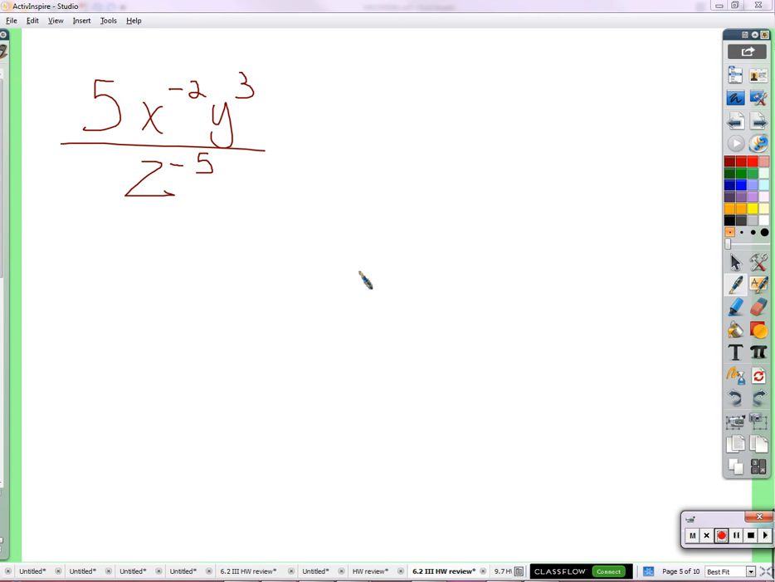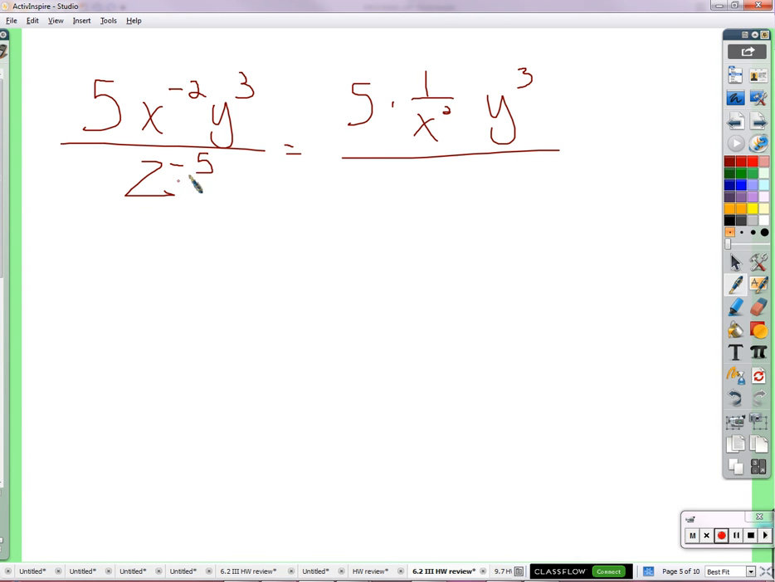Okay, I'll start this. I've seen at least 2 people doing this exact thing. Just taking x to the negative 2, I know that's 1 over x squared. So let's just turn x to the negative 2 into 1 over x squared. 5 times, where it was times x to the negative 2, it's times 1 over x squared, because that's what x to the negative 2 is. Times y to the third, all over, let's do the same thing to this guy here, we have 1 over z to the fifth.